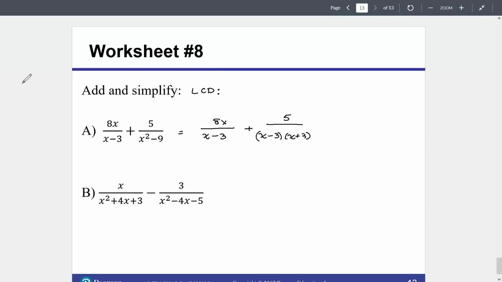So if we focus on just those denominators and we want to find that LCD, we would have to have an x minus 3, because both of them have that. And then we'd have this x plus 3, because that's a factor of the other one. Every factor that appears has a power of 1. So in this case, the only thing we'd have to do is take my 8x over x minus 3 and multiply the top and the bottom by x plus 3, so we'll end up with the same denominator. So sometimes you don't have to multiply both fractions.